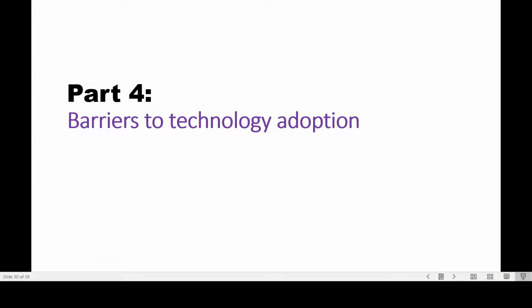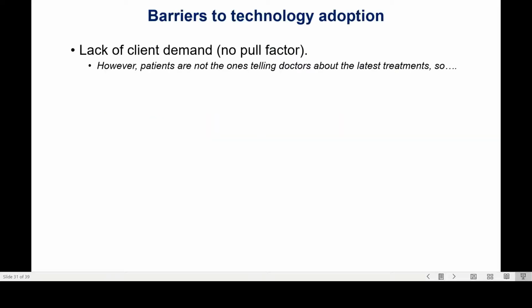Basically, what I want to talk about here are some of the challenges that we need to overcome in terms of digital transformation. Lack of client demand, when there's no pull factor, can be a big problem. But then again, if you think about it, patients who are clients of doctors are not the ones telling their doctors about the latest treatments. So doctors themselves have a responsibility to tell the patients, oh, this is the latest drug, this is the latest scanning for cancer or whatever, chemotherapy.